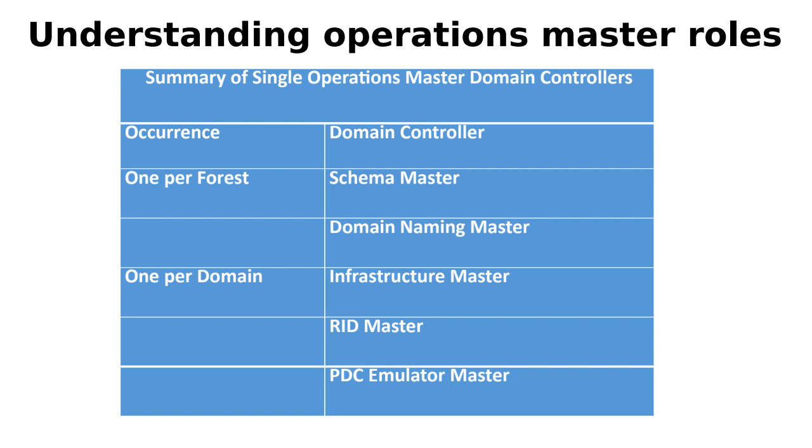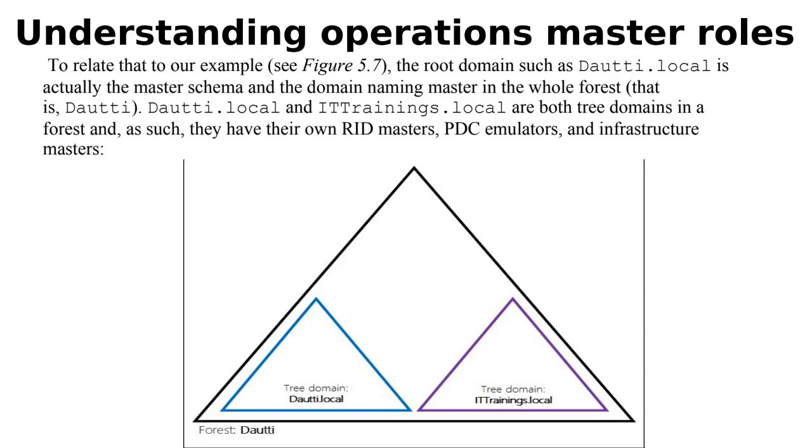Domain controller. We have schema master, one per forest. You cannot have more, but it's spreading all over the place. Again here, this is the master. Here we have duwati.local. The forest name is Duwati. And here we have two trees, IT training and Duwati.local.